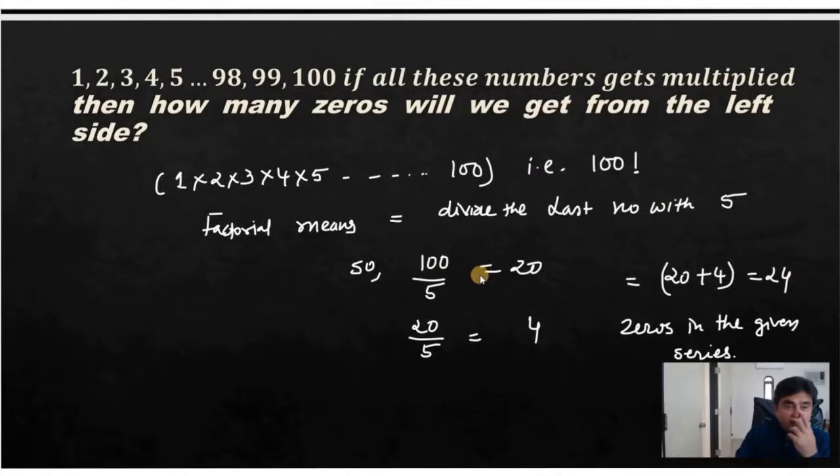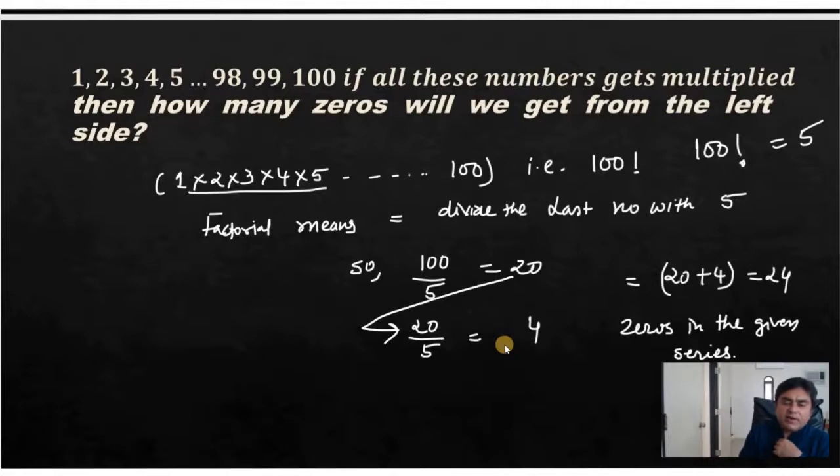Next, 1, 2, 3, 4, 5 till 100. If all these numbers get multiplied, then how many zeros will we get from the right side? So it is 1 into 2 into 3 into 5 and so on, which means it is 100 factorial. When there is 100 factorial, we have to divide by 5. So 100 divided by 5 is 20. 20 divided by 5 is 4. So 20 plus 4, it is 24 zeros.